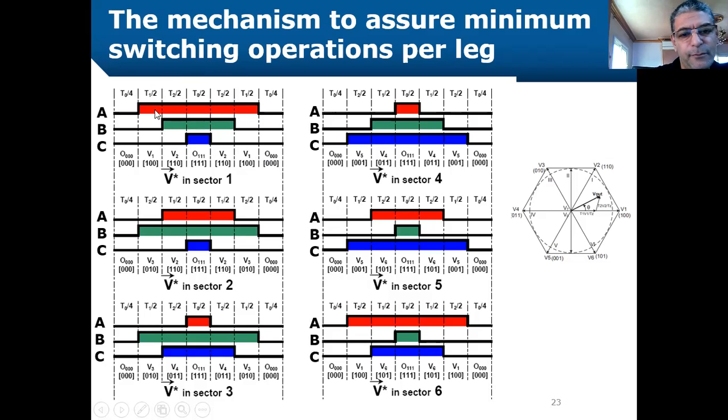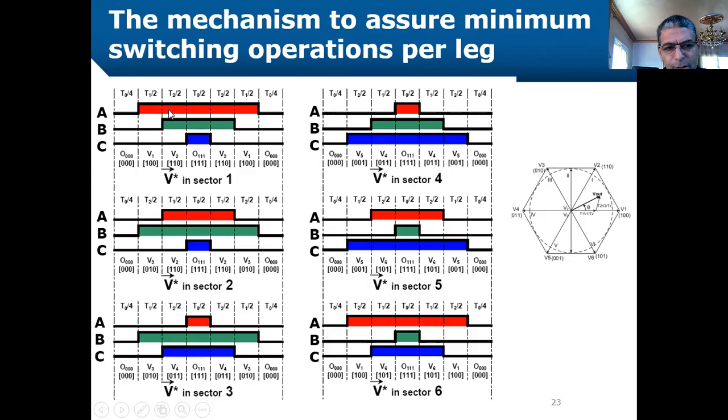So the optimum choice here is to apply first T1, followed by T2, and the time T0 for the null vectors is divided into 3 slots like this. 1/4 of the null vector time is to the left, and 1/4 is to the right, and half of this time is in the middle. This arrangement gives us what we call center-aligned pulse width modulation. The same can also be made if we choose right-aligned or left-aligned pulse width modulation. But let us consider this case, center-aligned pulse width modulation.